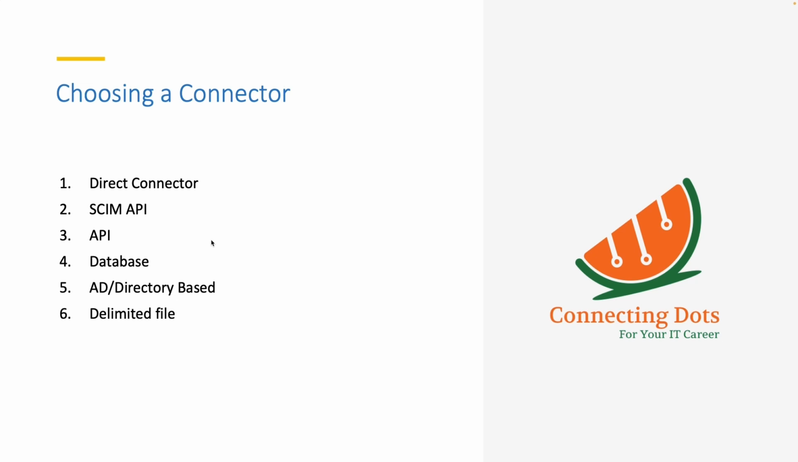Next is the database connector. If an API is not there, then you will try to connect to the database. If the application team is not ready to expose their database, which is risky, then you will go with AD or any directory based approach, which is cascaded provisioning. Finally, delimited file. If none of these options work, then you will go with a disconnected application, where you will get a delimited file. But the problem here is you need to receive the feed file in a CSV or text file at continuous intervals, which we'll discuss later.